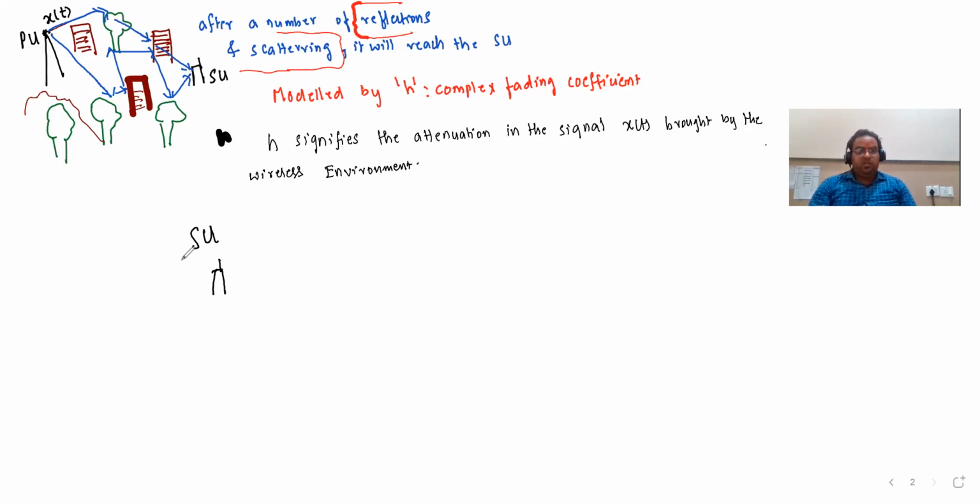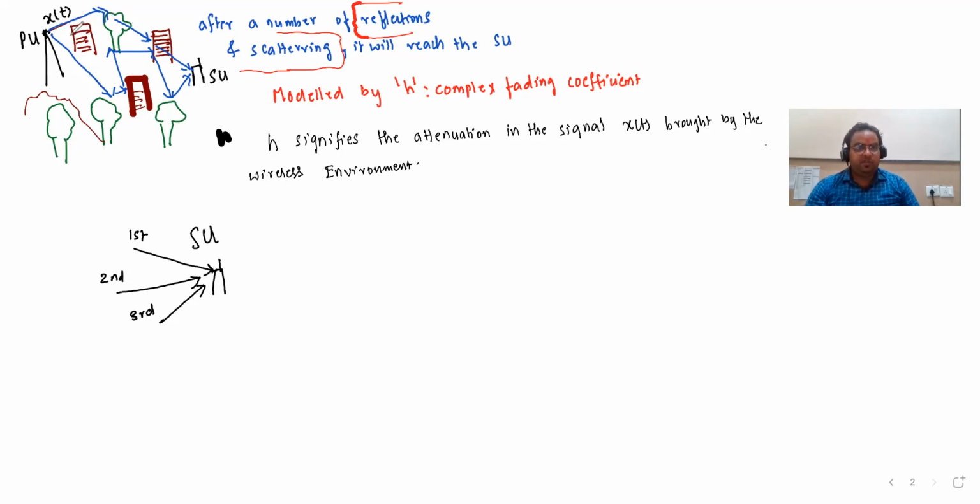Let us say this was the secondary user. One signal reached through the first path, another through the second path, and another through the third path. The same signal is reaching through different paths, because the primary user transmits the signal seamlessly into the wireless environment. It depends upon the antenna we use. If we use a directional antenna, it will be transmitted in a particular direction, and if it is an omni antenna, it will be transmitted in all directions uniformly.